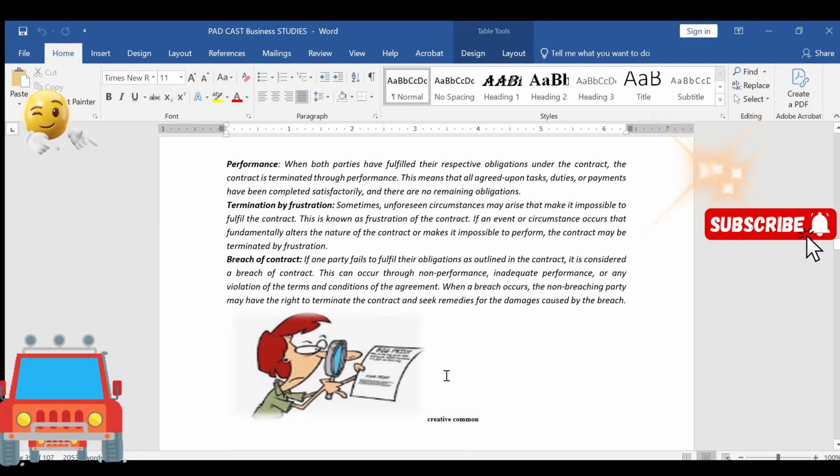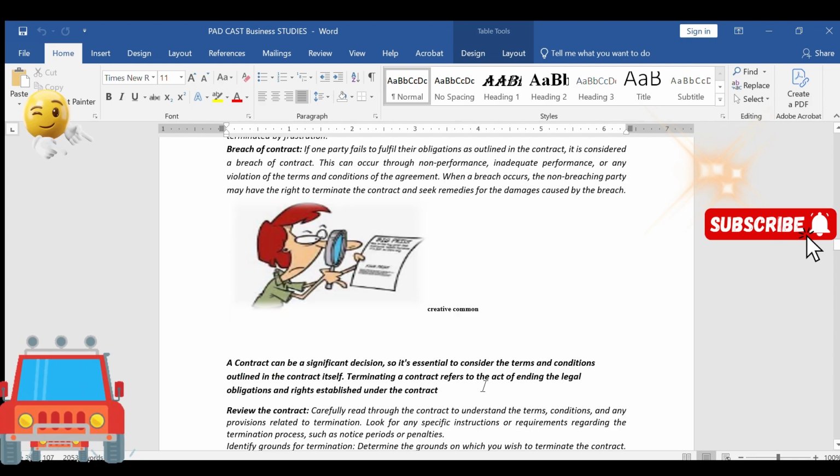A breach of contract. If one party fails to fulfill their obligation as outlined in the contract, it is considered a breach of contract. This can occur through non-performance, inadequate performance, or any violation of the terms and conditions of the agreement. When a breach occurs, the non-breaching party may have the right to terminate the contract and seek remedies for the damage caused by the breach.